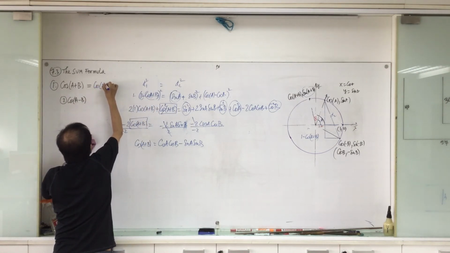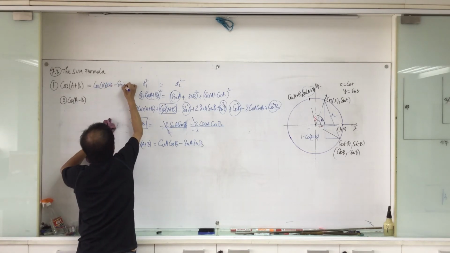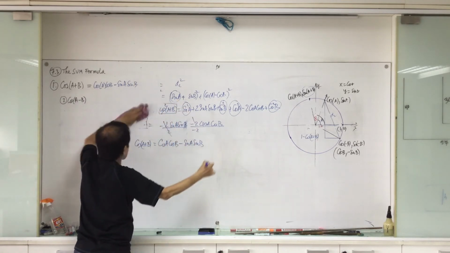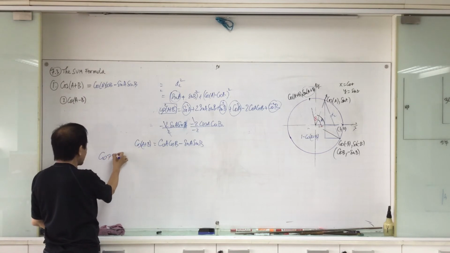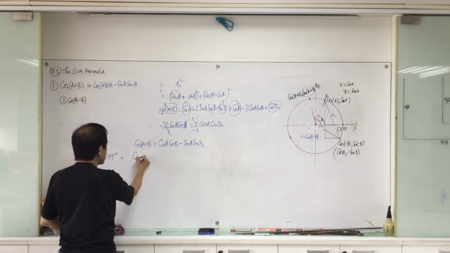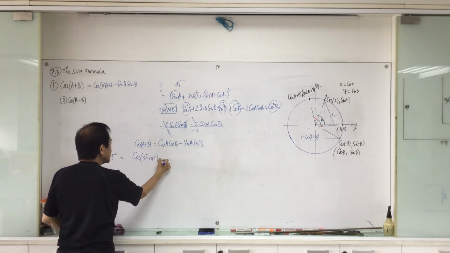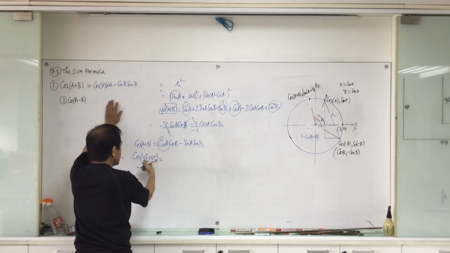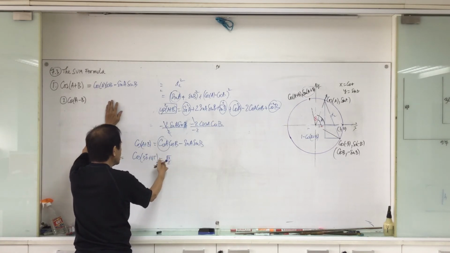Cosine A cosine B minus sine A sine B. Application. If I have cosine 75 degrees, I split it into cosine of 30 degrees plus 45 degrees. Equal cosine 30 degrees, cosine A, right? Cosine 30 degrees equals root 3 over 2.